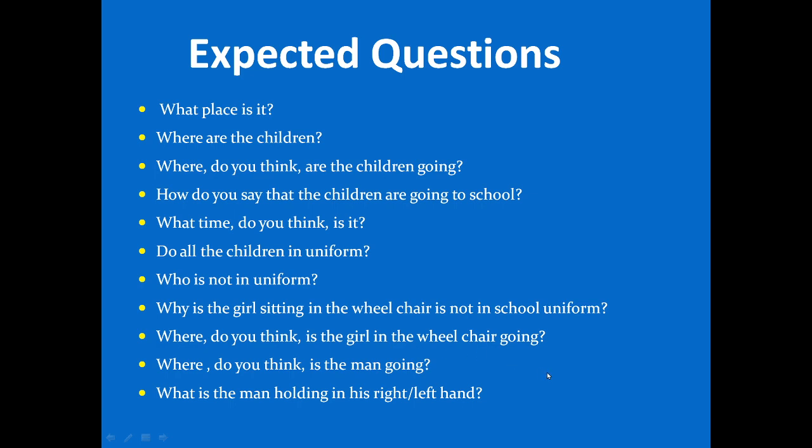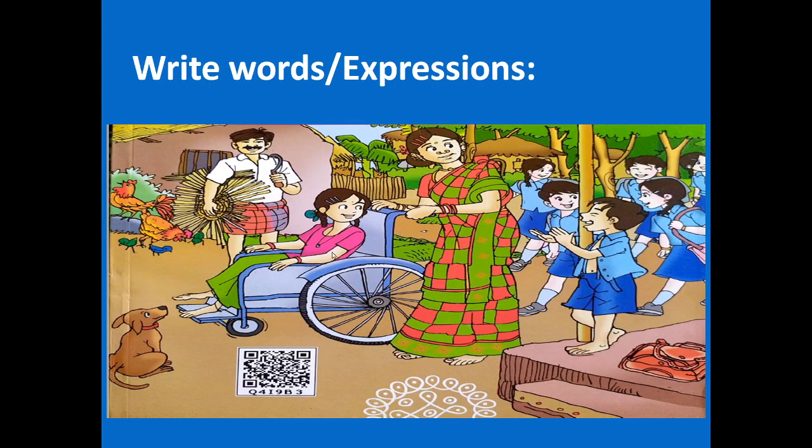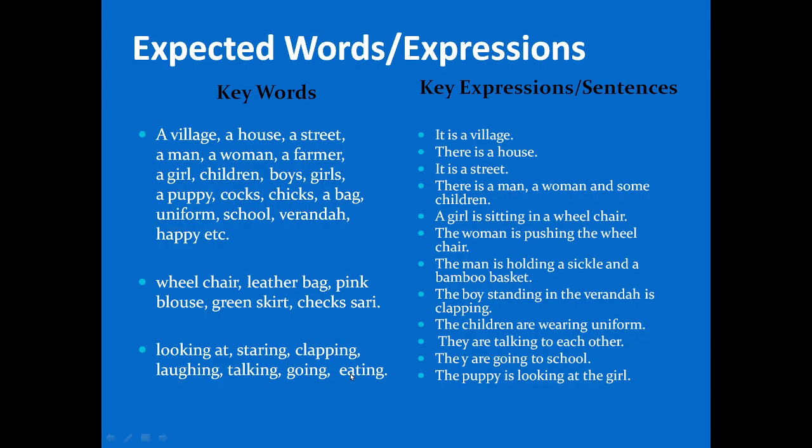Since all the other children are in uniform, we can say that they are going to school. Since this girl is not in uniform and she is also sitting in a wheelchair, where is she going now? There are different answers. Probability is there. Where do you think the man is going? There is a clue: the man is holding a sickle in his hand. So he may be going to the field.